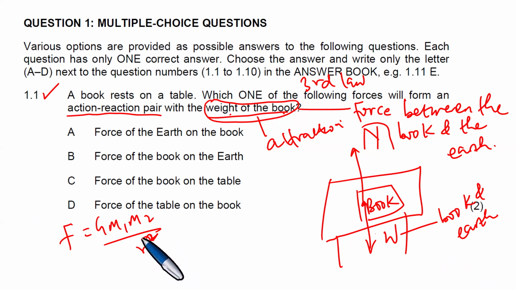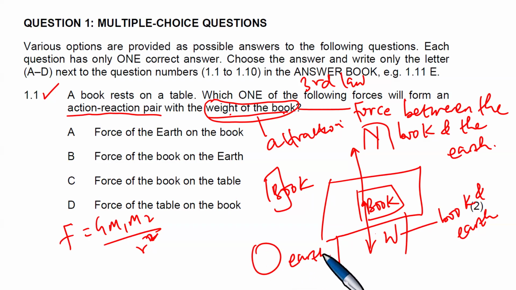And so obviously we are looking at two things: the book and the earth. And the force here is the weight, Fg. This is now the weight of the book. The weight of the book is a downward force. Now we need to look at an action-reaction pair, so we need to look for an upward force. This weight is downwards.